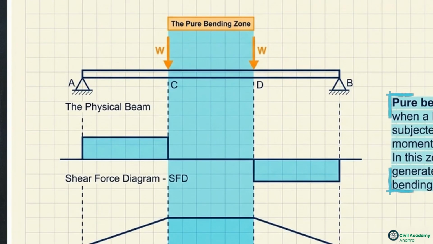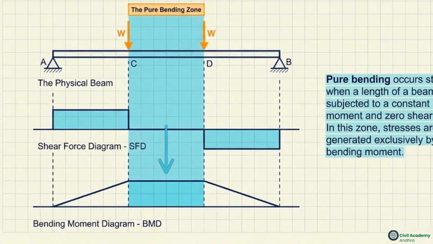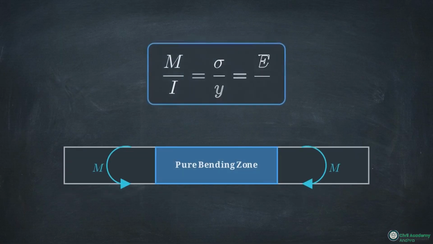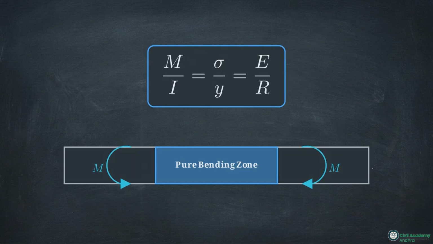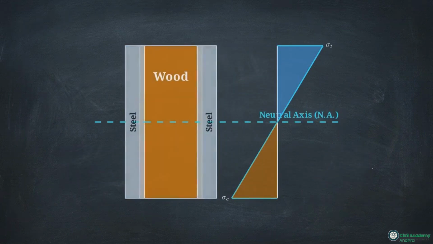There are no vertical sliding forces acting on the cross-section in this central span. Simultaneously, on the bending moment diagram, the bending moment in that exact same span forms a perfectly flat, constant plateau. Within this pure bending zone, we will derive the mathematical equation governing the stress, physically locate the neutral axis, and apply these rules to complex composite beams.